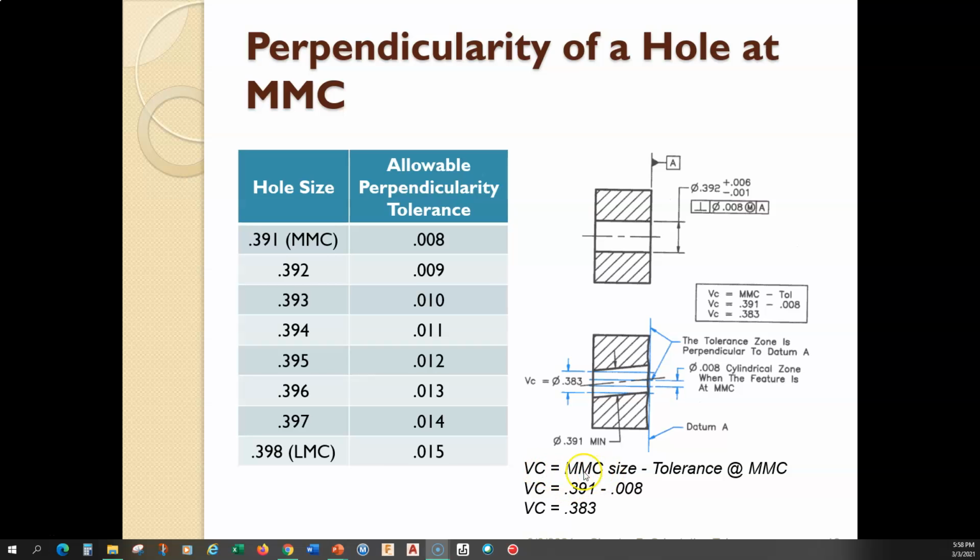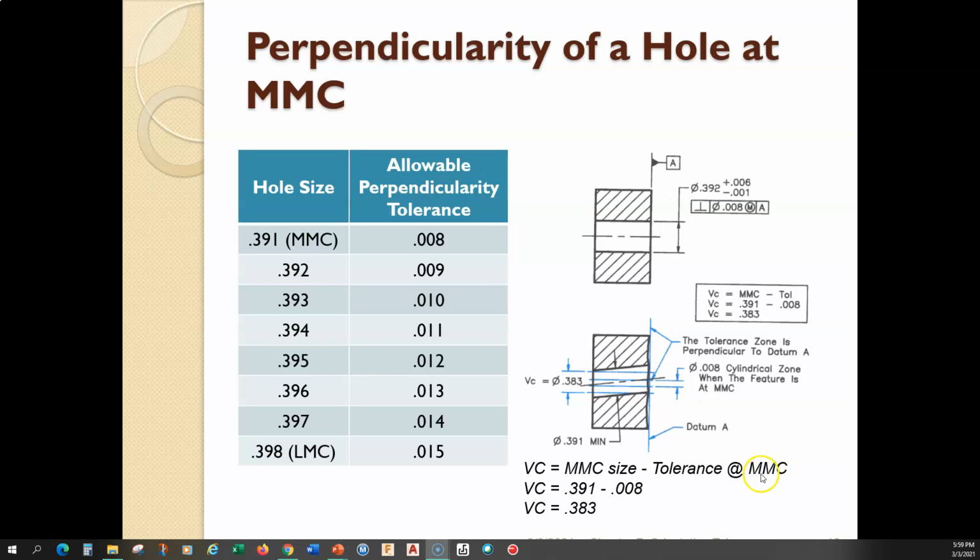So if we calculate the virtual condition, it's the MMC size minus the tolerance at MMC. So now let me just stop here. Where some people get confused is this part, tolerance at MMC, and you go up to the 392 and you go, oh, the tolerance at MMC is 1. No. This tolerance at MMC is the geometric tolerance at MMC. This should be geometric tolerance at MMC. All right. Make sure you understand that.